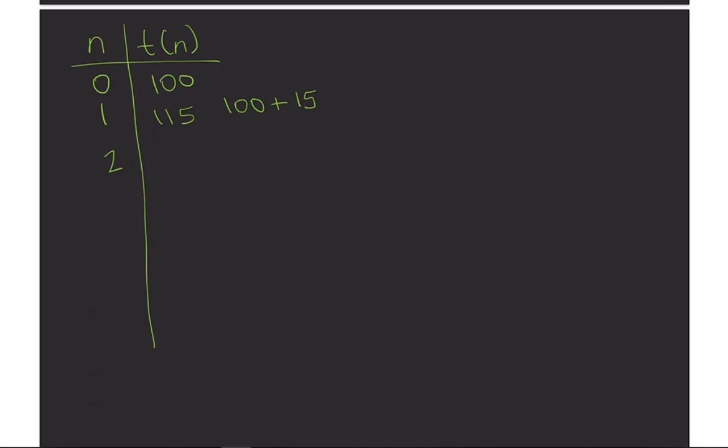So in week 2, yep, they're going to sell that 115 plus another 15%, right? So we can start thinking of this a little mathematically, because we have our 115 and we want to somehow combine that 100 and that 15% together, right? So technically they're selling 115%, right?